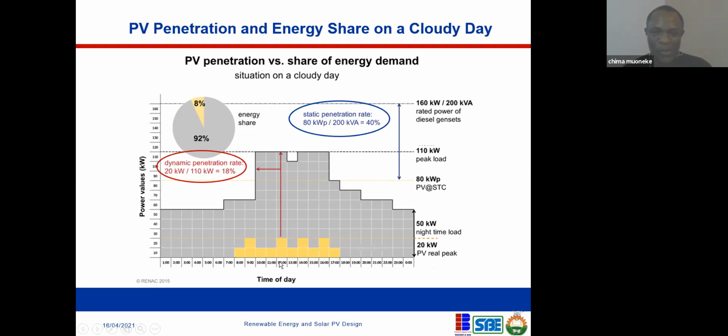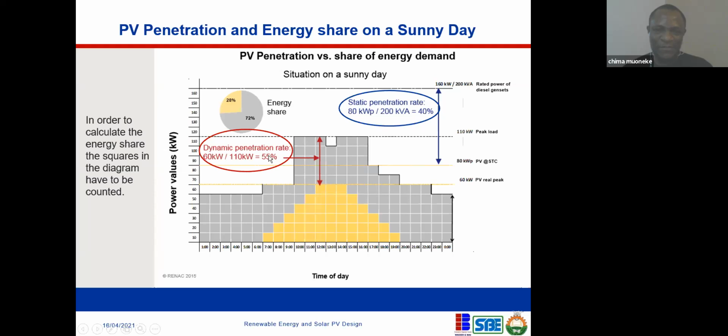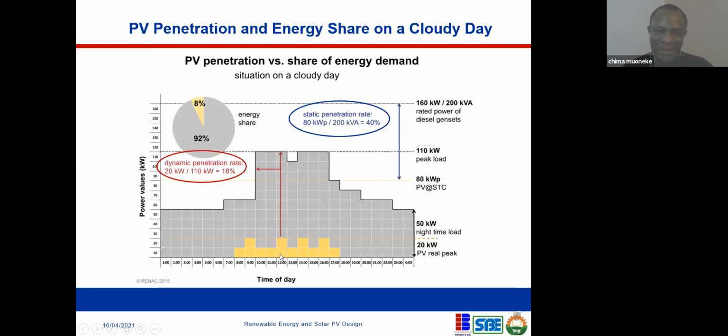So still at 12 noon, remember we have 55% on a sunny day, but on a cloudy day, the same time at 12 noon, what do we have? We had 18%, because your solar energy at that time is just 20, and you're dividing by the demand, 110, you have 18%. So in this case now, you can see that your energy share for a cloudy day, if you count this box here, 1, 2, 3, 4, 5, 6, 7, 8, 9, 10, 11, 12, 13, it's about 14, but you have to divide it by the entire box here. So 14 divided by the entire box, you're going to get 8%, if you multiply it by 100.